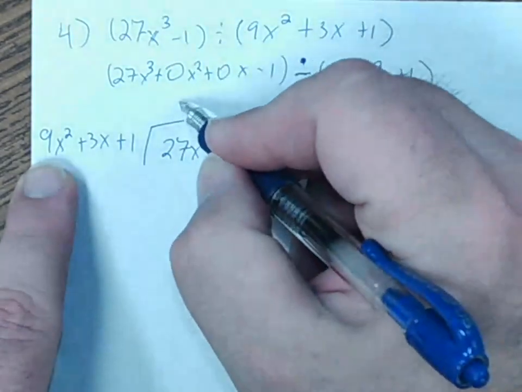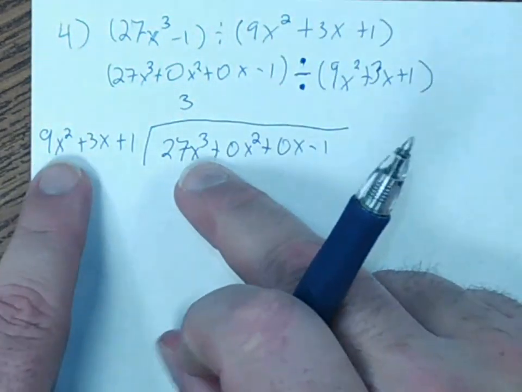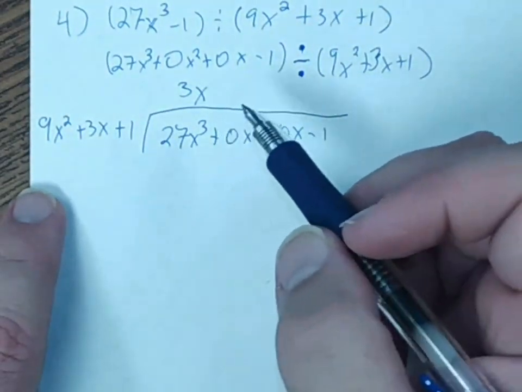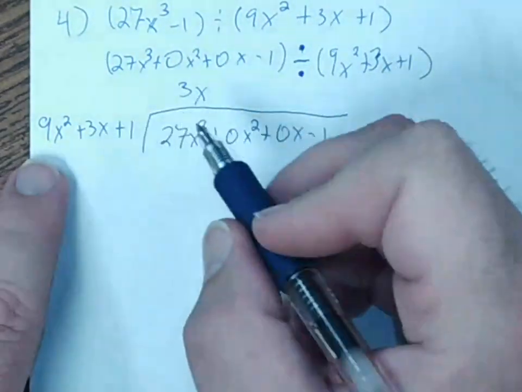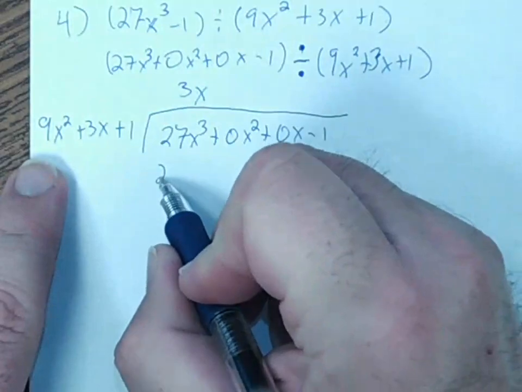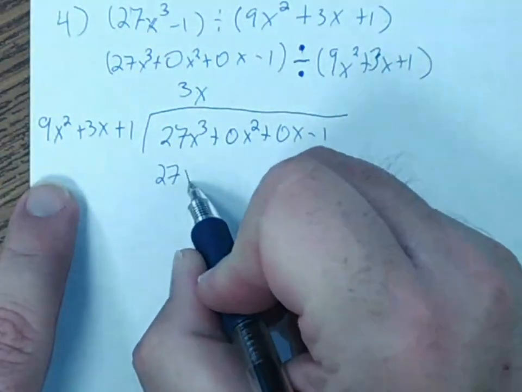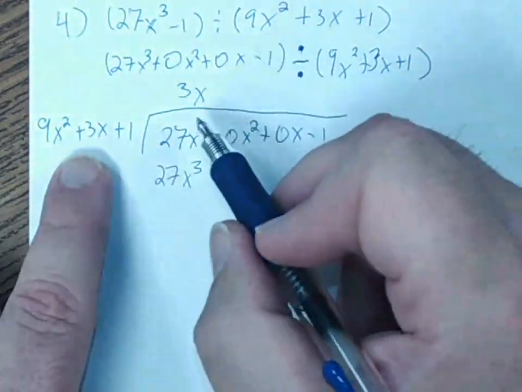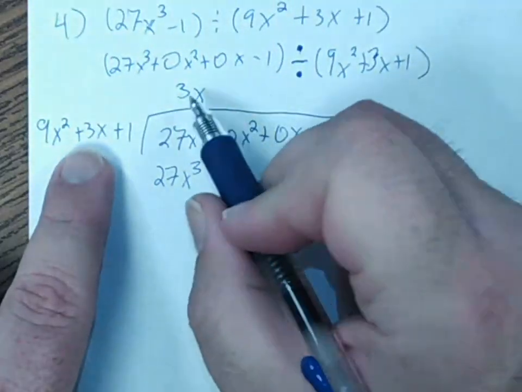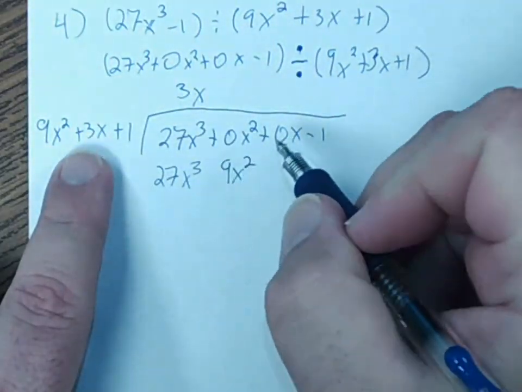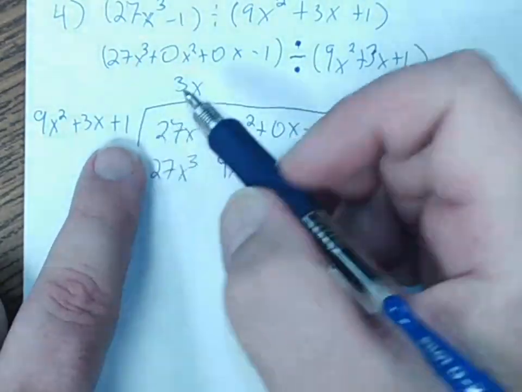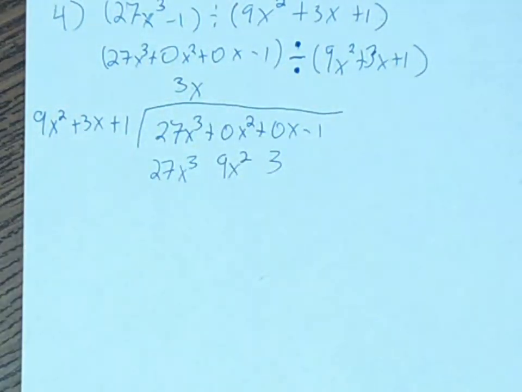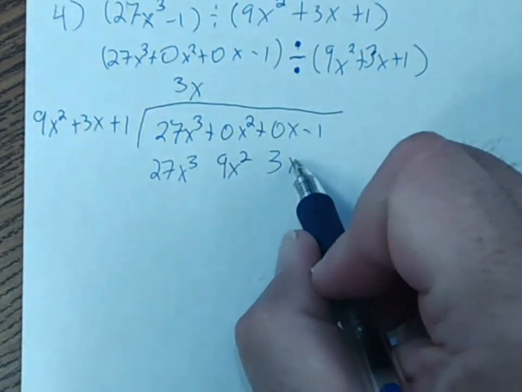27 divided by 9 is 3. X cubed divided by x squared is just x. Step 2, multiply. 3x times 9x squared. 3 times 9 is 27. X times x squared is x cubed. 3x times 3x. 3 times 3 is 9. X times x is x squared. And then 3x times 1. 3 times 1 is 3. X times no other x's stays x.